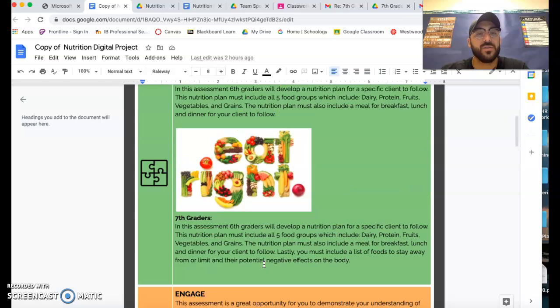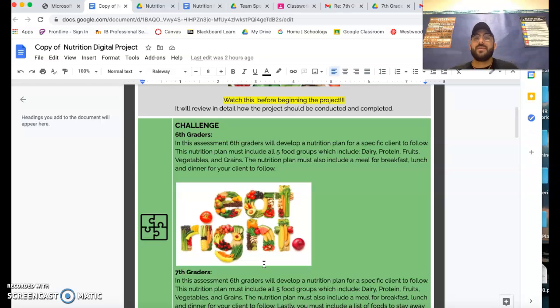produce. Okay, so sixth graders, what you're going to be doing is developing a nutrition plan for a specific client to follow. This nutrition plan must include all five of your food groups. And we went over our food groups, right? The dairy, protein, fruits, vegetables, and then grains. The nutrition plan must also include a meal for breakfast, lunch, and dinner for your client to follow.